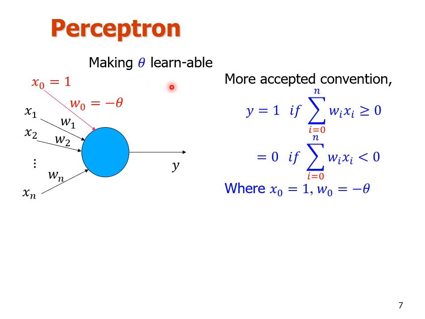So instead of hand coding the parameter theta, it is possible to learn this theta as well using the perceptron learning algorithm that we are going to discuss later. Here w0 is called the bias. So let us illustrate this model with our movie example.